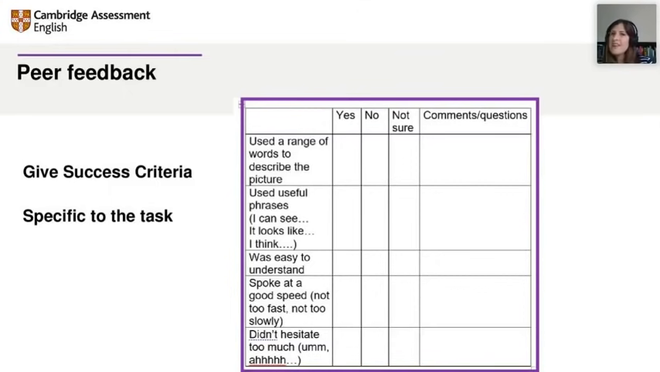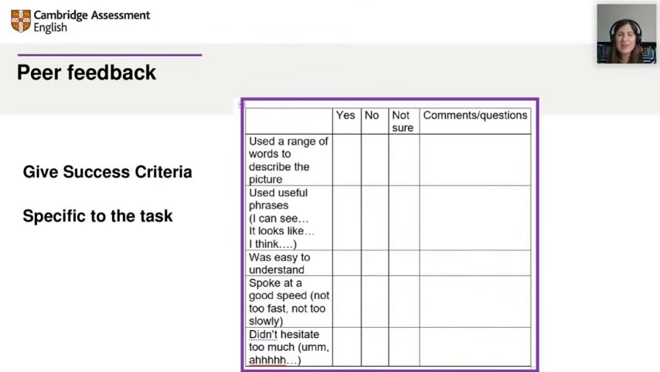So all it is is yes, no, not sure. So it's not too difficult. Students can decide whether their peer used a range of words to describe the picture. Did they use useful phrases? Okay. Now, the sophistication of your feedback will depend on the task and the level. If you're working with B2 First students, then you might have more criteria for them to look at, okay?